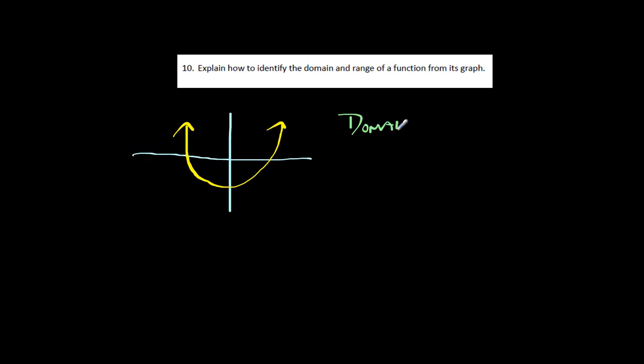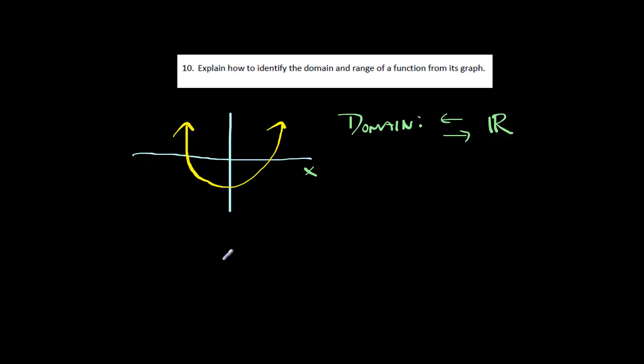Well, the domain, you want to look at what x values have an output. So on the graph, you want to see how far left and how far right x extends. So how far left and how far right does it go? This goes forever to the left and forever to the right, and it doesn't have any gaps whatsoever in between. So that would mean that this would be all reals for this one.